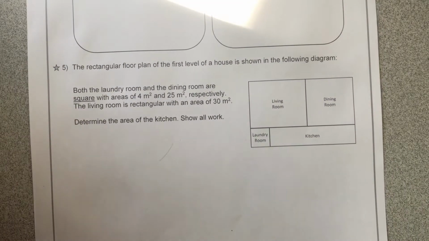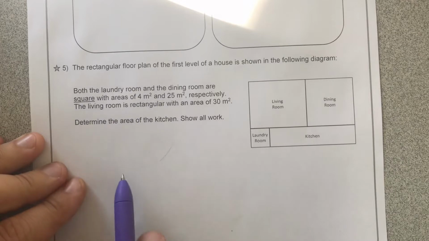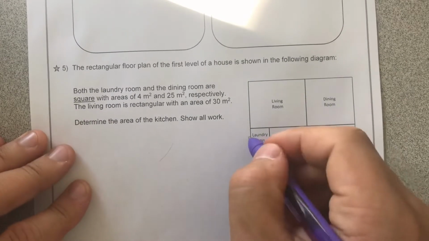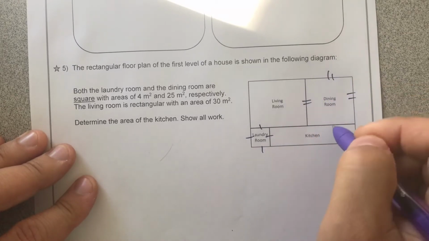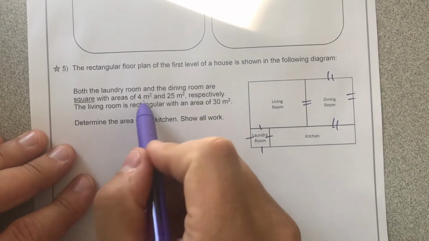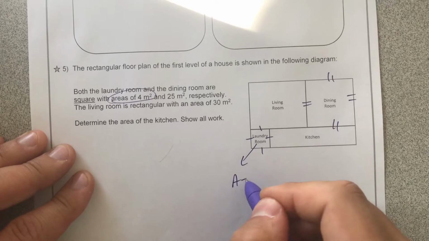For this last one here, this is sort of an extension problem because this is some stuff we're going to be doing next week, actually, with squares and roots and things like that. But we'll still see how we can solve this. So both the laundry room and the dining room are squares. So all the sides of the laundry room are the same, and then all the sides of the dining room are the same. In this case here, the area of the laundry room is 4.